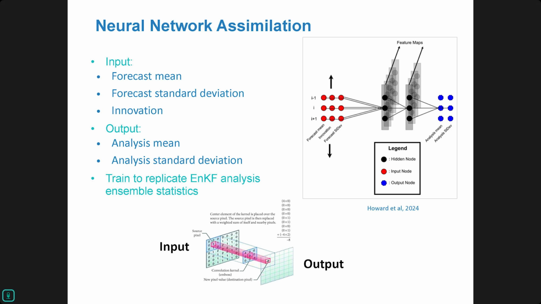And then that runs through this convolutional neural network, and it gives us an analysis mean, which is what the x tilde t plus delta t was in Sarah's talk. And it also gives an analysis standard deviation, which is the square root of the P, for instance. So we can train to replicate an ensemble Kalman filter analysis for this.